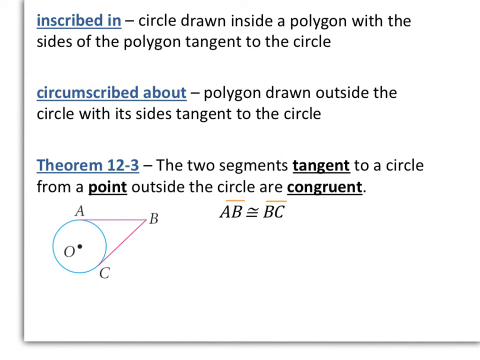Inscribed in is a circle drawn inside a polygon with the sides of the polygon tangent to the circle. Circumscribed about is when a polygon is drawn outside the circle with its sides tangent to the circle. In Theorem 12.3, the two segments tangent to a circle from a point outside the circle are congruent. So that means side AB is congruent to side BC, that their lengths would be equal.